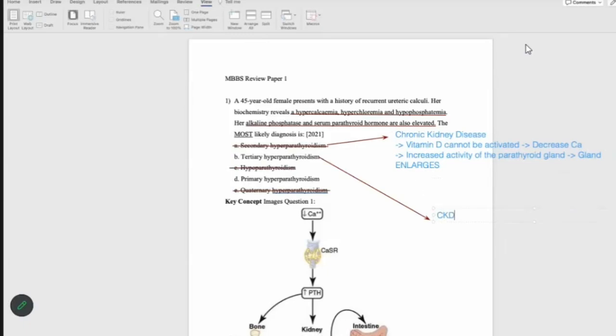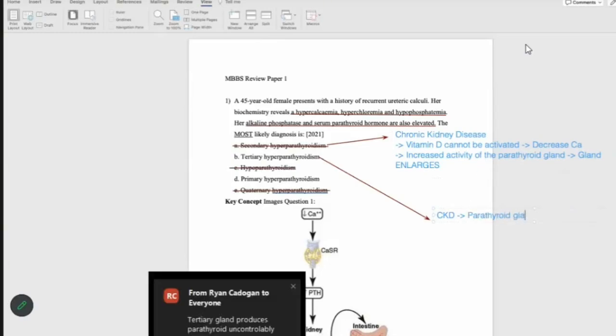So let's say you had a patient with CKD, meaning chronic kidney disease. When a patient has CKD, their kidneys aren't functioning. We went through all of that. The parathyroid gland gets large, right? When the parathyroid gland gets large, it's producing a lot of PTH.